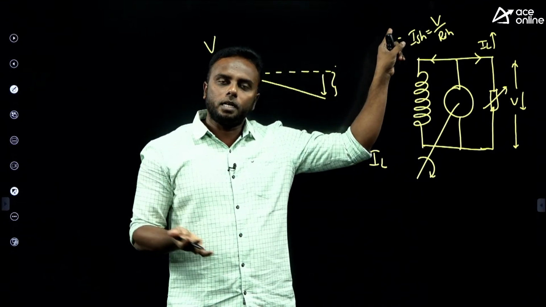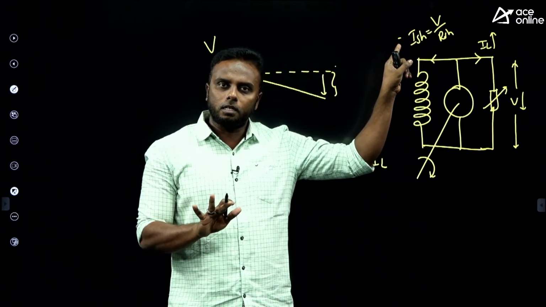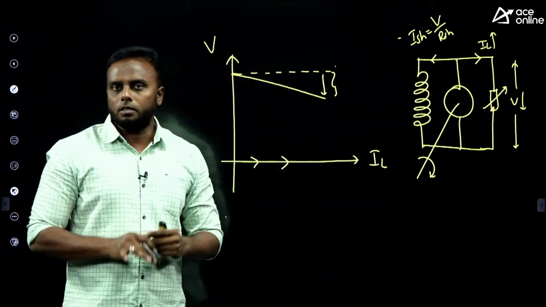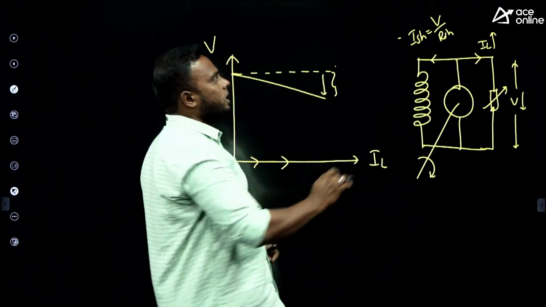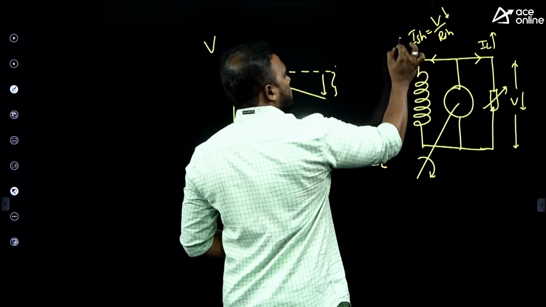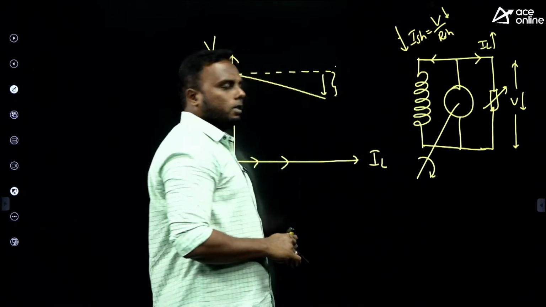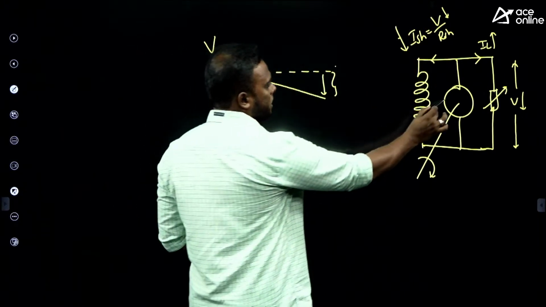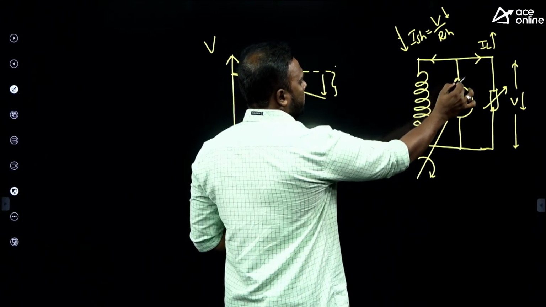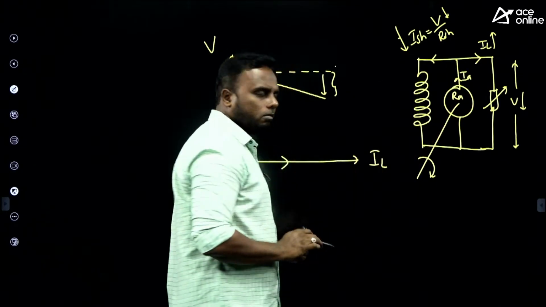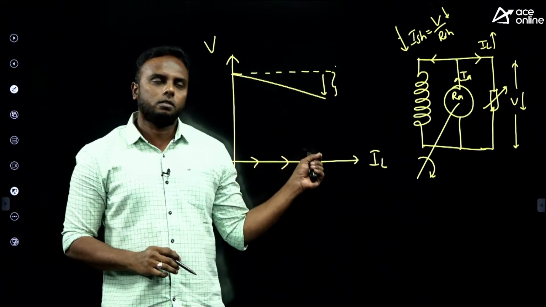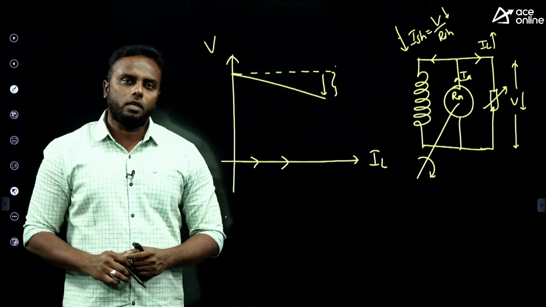But if you take a separately excited generator, their field current will not drop. Field current is constant, 100%. But here field current also reduces. So there is a drop due to field current also. So one is armature resistance drop, one is armature reaction drop, which is the demagnetizing effect, and another one is drop due to field current.